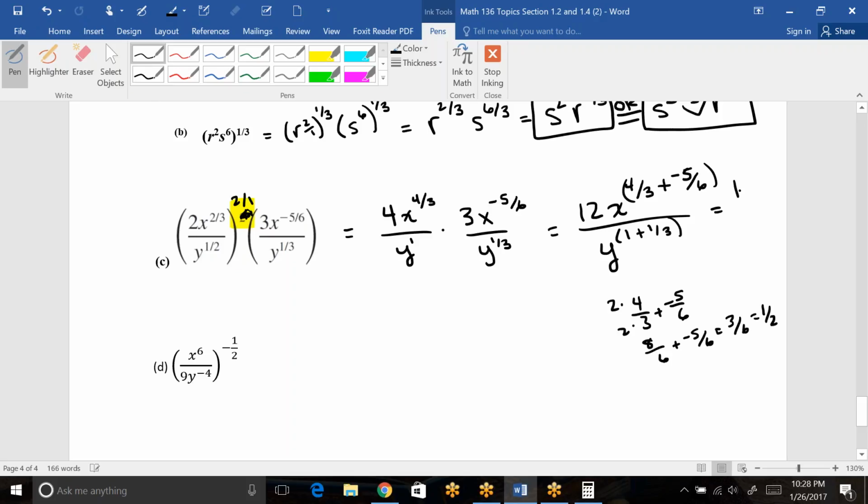So it looks like my top is 12x to the 1/2. And for my bottom, I have 1 plus 1/3. So you can write 1 as anything you want over itself. So 3/3 plus 1/3 would be 4/3. So y to the 4/3.